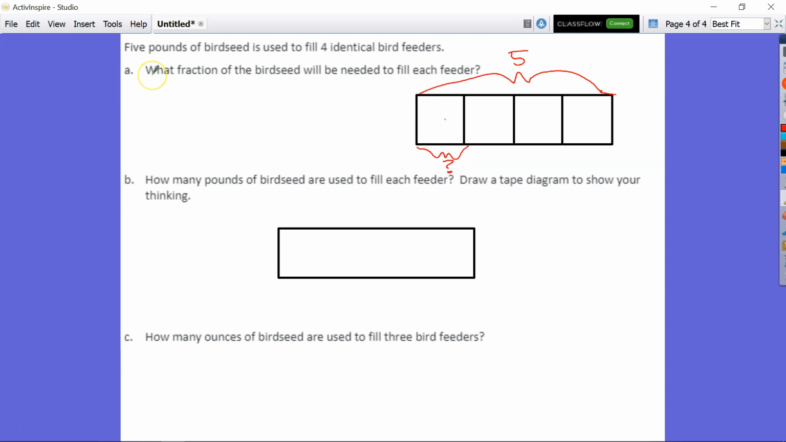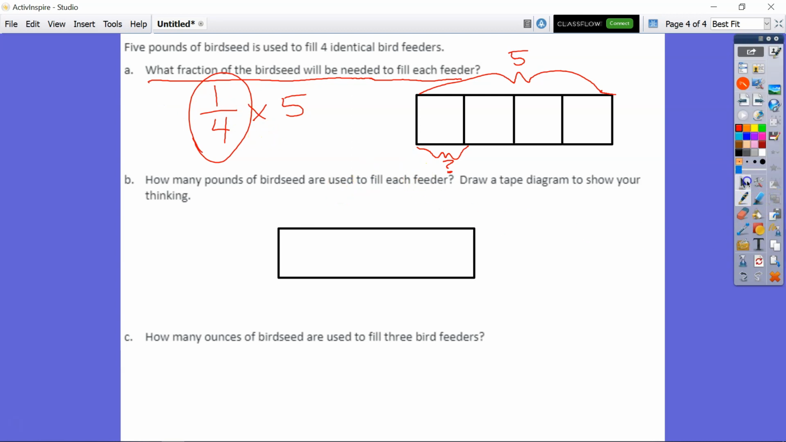All right, it says, what fraction of the bird seed? They don't want us to solve for this first part. They just want us to say the fraction of the bird seed is going to be 1/4 of the bird seed, which is 5 pounds. They're asking us what fraction of the bird seed. So we're going to find out how much bird seed is used in each feeder. So we're going to solve for this now.